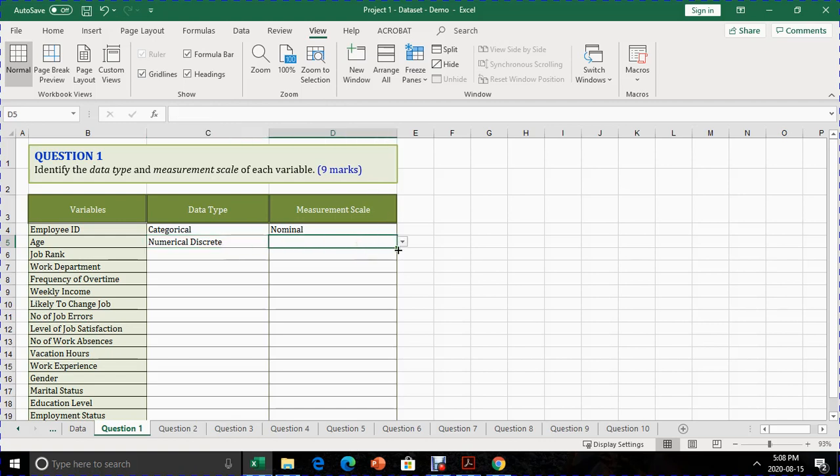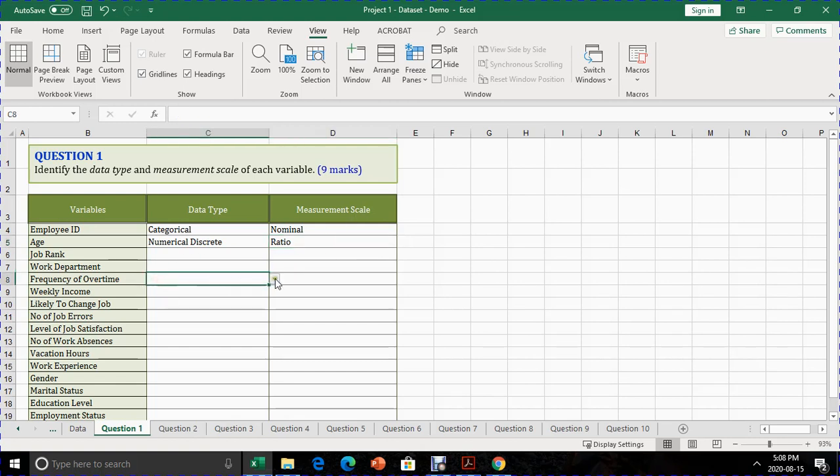And the measurement scale for age will be ratio, because we can say someone is twice as old as another person. We can establish a ratio of 2 times older or 3 times older. So far as we can do that and it makes sense, age becomes ratio data.